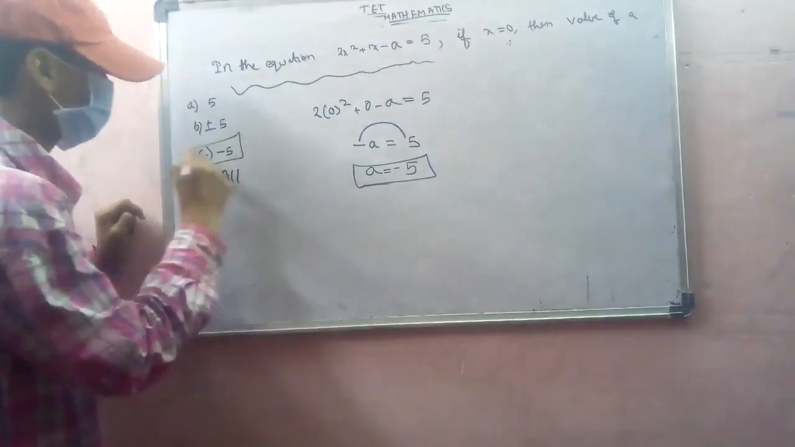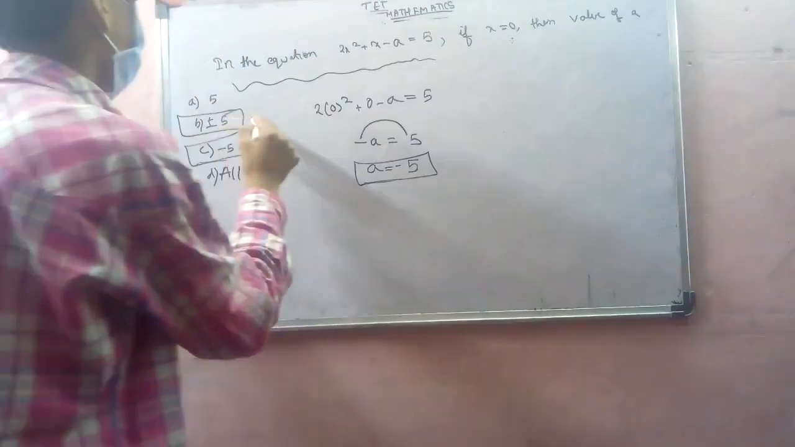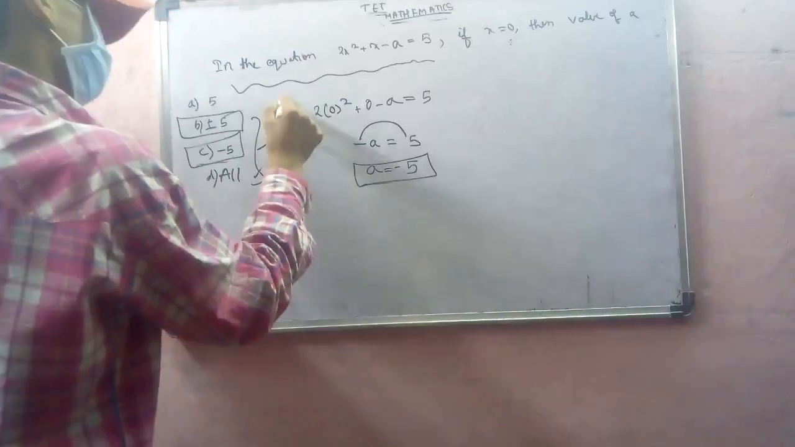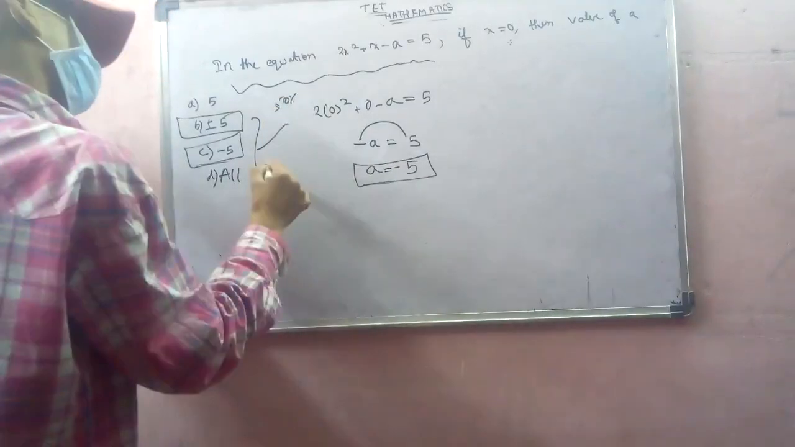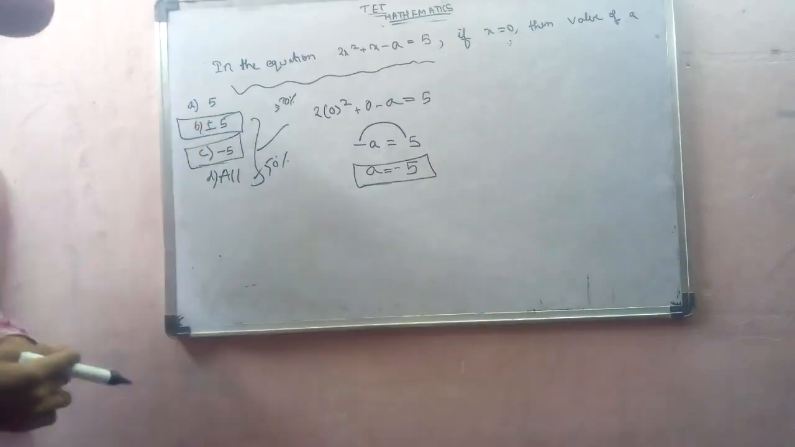That is option number C. Someone will put A or someone will put B. But this is absolutely wrong. 50% voted to this and 50% voted to this type of question. These are all plus 5 or minus 5. Wrong.